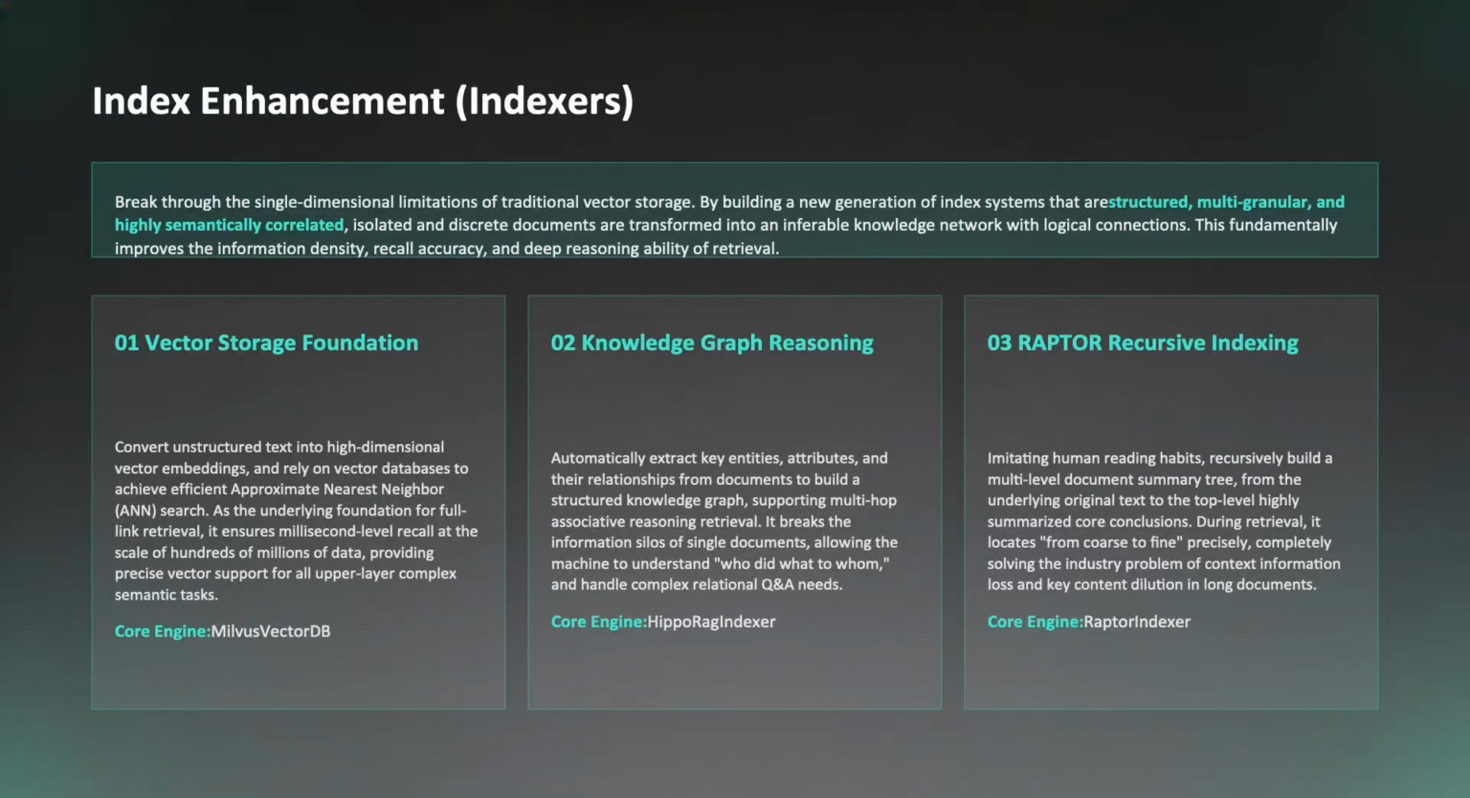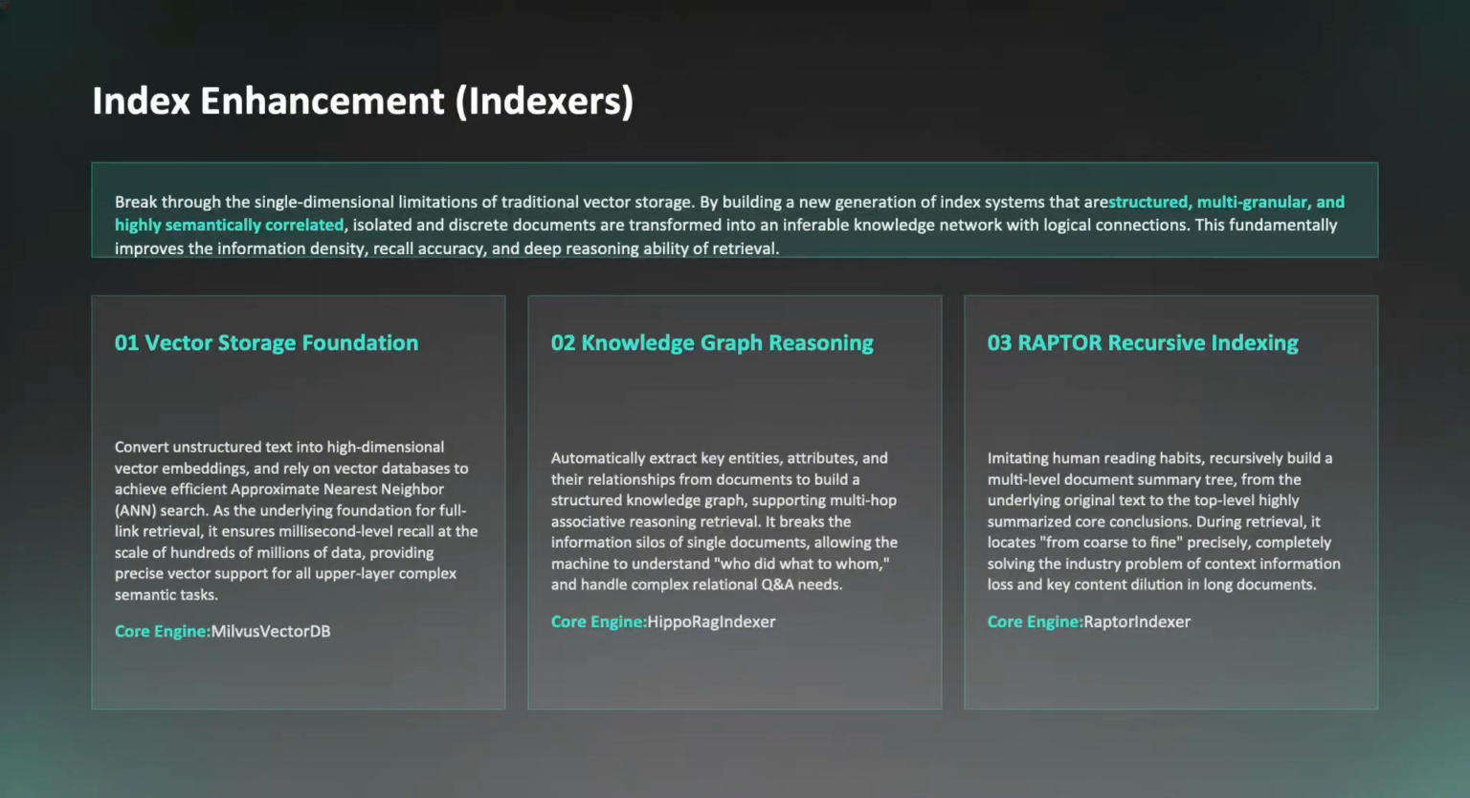Second, knowledge graph reasoning index automatically extracts entities, attributes, and relational links from documents to build structured knowledge graphs. It supports multi-hop associative reasoning retrieval, breaking single document information silos and enabling the system to answer complex relational questions, powered by HippoRAG Indexer. Third, RAPTOR Recursive Hierarchical Index mimics human reading logic by building multi-layer document summary trees.